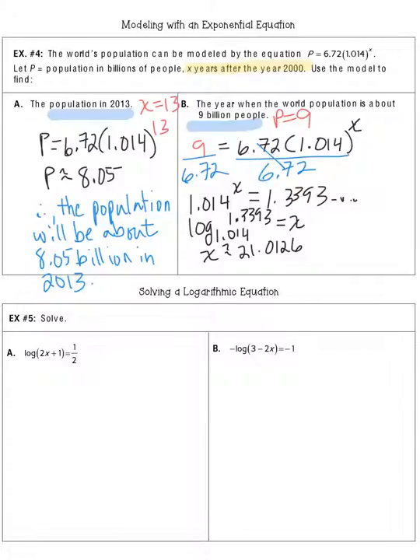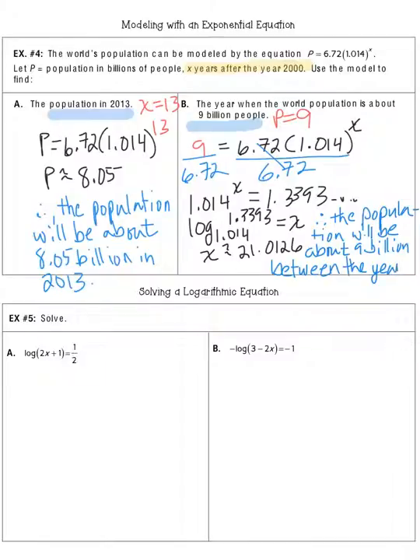So to alleviate any argument, we are going to write our answer as, therefore, the population about 9 billion between the years 2021 and 2022. You won't see the answers online saying that, but that's what I'm telling you to say.